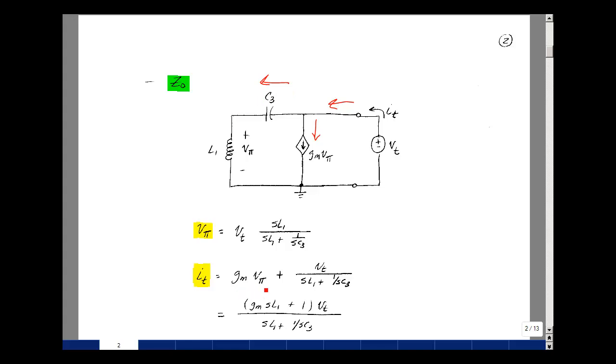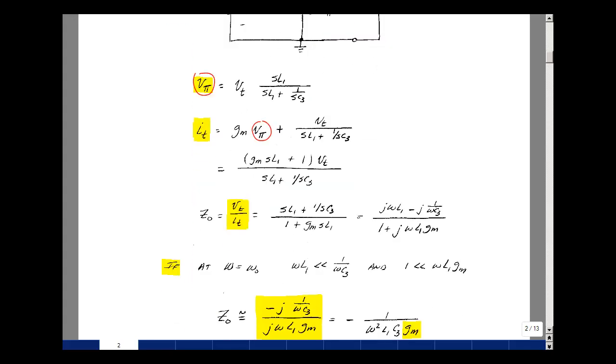My I test is then equal to GMV pi plus the current in this series combination. Here's my GMV pi. And the current in these two elements is just the voltage V test divided by their total impedance, which is SL1 plus 1 over SC3. I can substitute in for V pi from this expression. Both have the same denominator, a common denominator, and in the numerator I have GM times SL1. I just have a 1 over here. So now I've got I test in terms of V test. Bring this to this side of the equation and bring this to the other side, so you get the reciprocal of this as SL1 plus 1 over SC3 divided by 1 plus GM SL1.